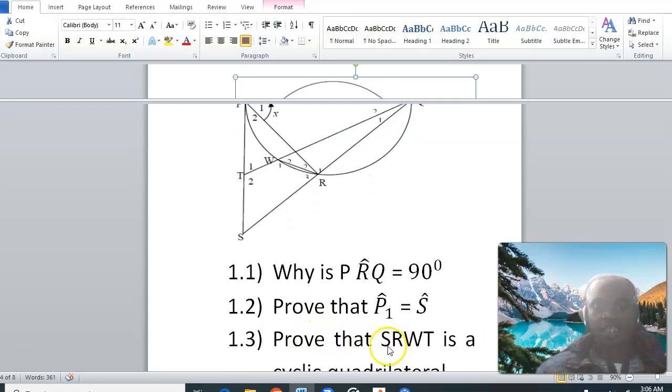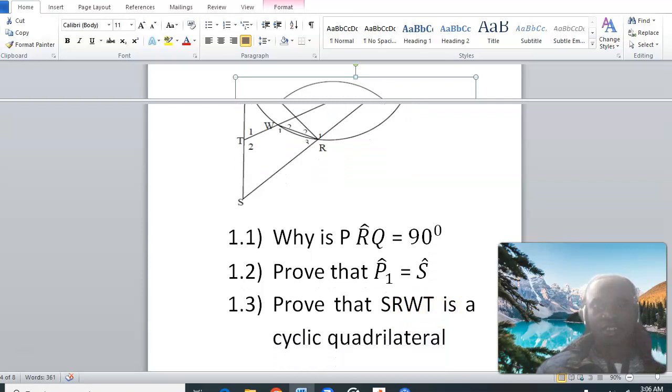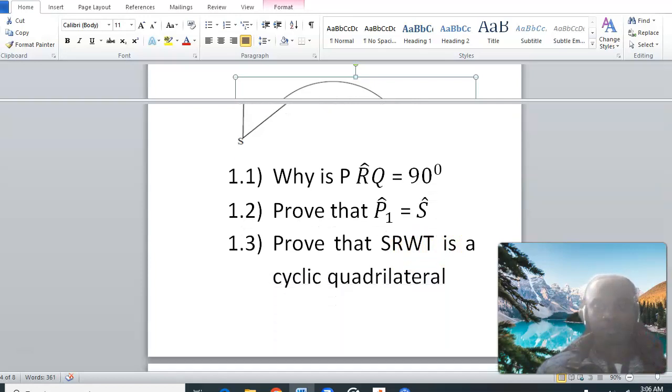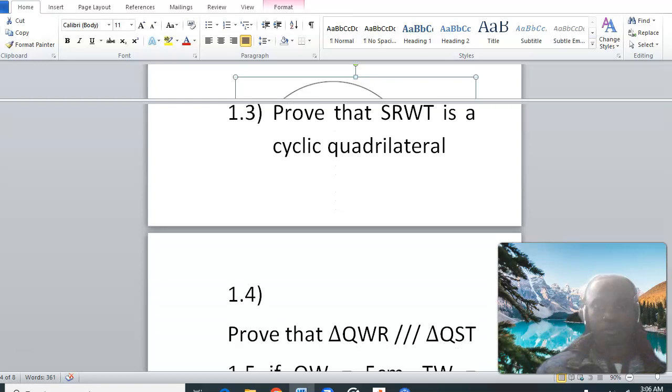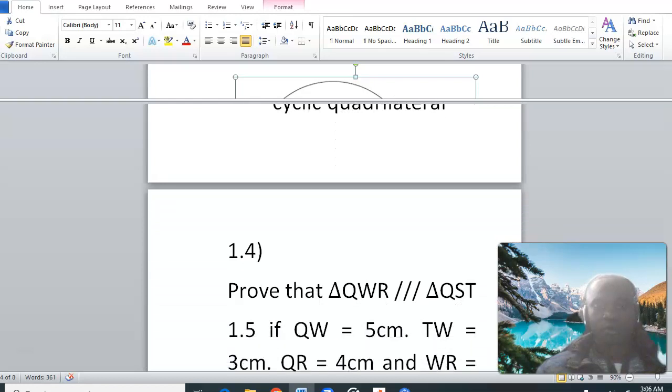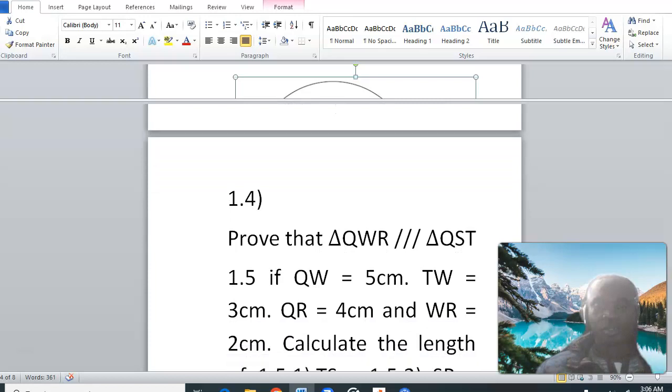Prove that SRWT is a cyclic quad. Then question number 4, prove that triangle QWR, you use the same diagram, is similar to triangle QST.